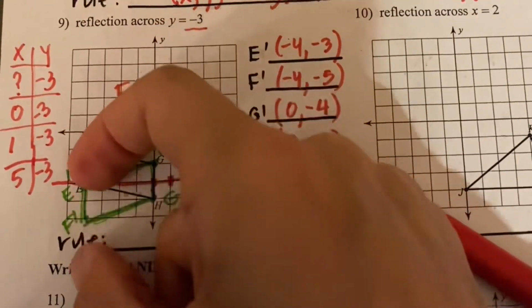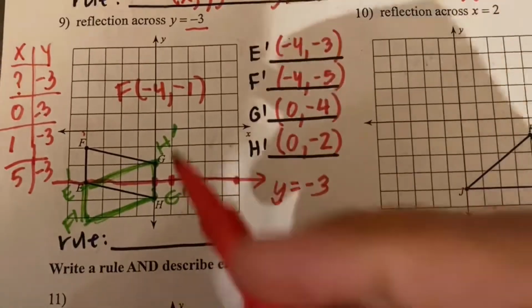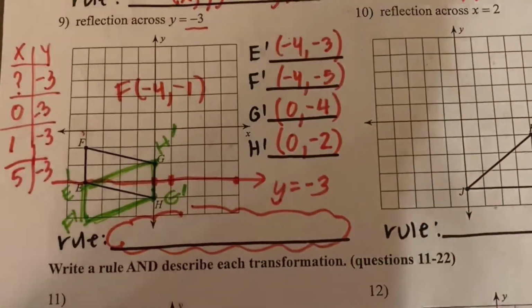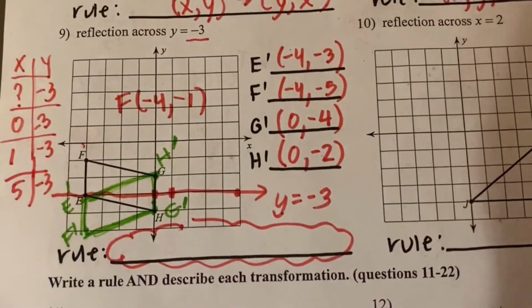So the thing that's consistent is the distance between here and there. So I haven't really shown you how to write this rule, so I'm gonna leave this one blank. Okay, we'll talk about it later in class.